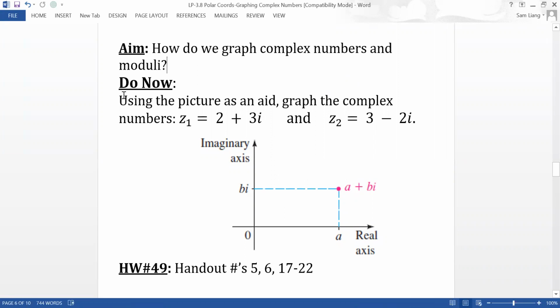And what you do now is just to graph the following two complex numbers, so 2 plus 3i and 3 minus 2i. And this should be pretty straightforward. Hopefully you remember how to do that. Just take say 20 seconds to do. Just copy this and then complete the do now.